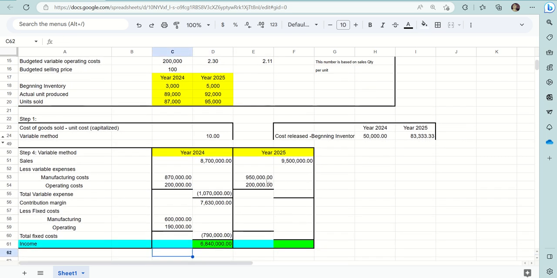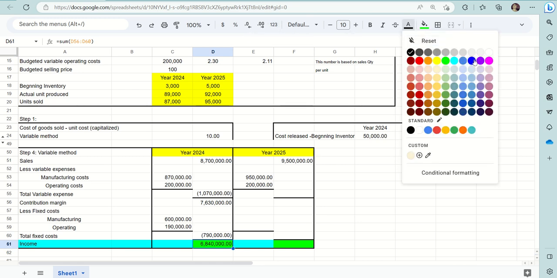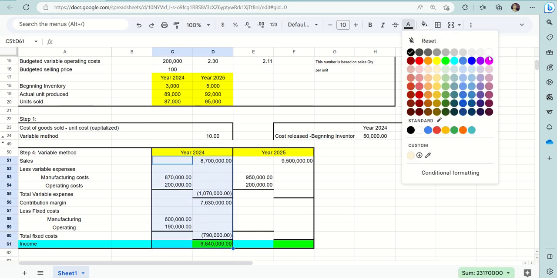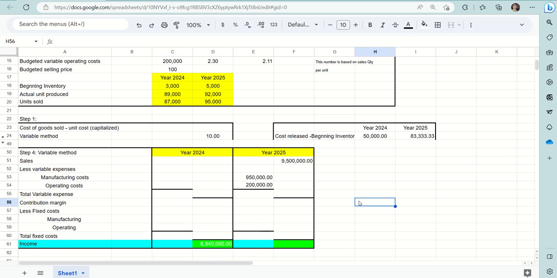Now let's move to... I'm going to actually hide this with the white color, so you cannot see. So now you don't get confused.